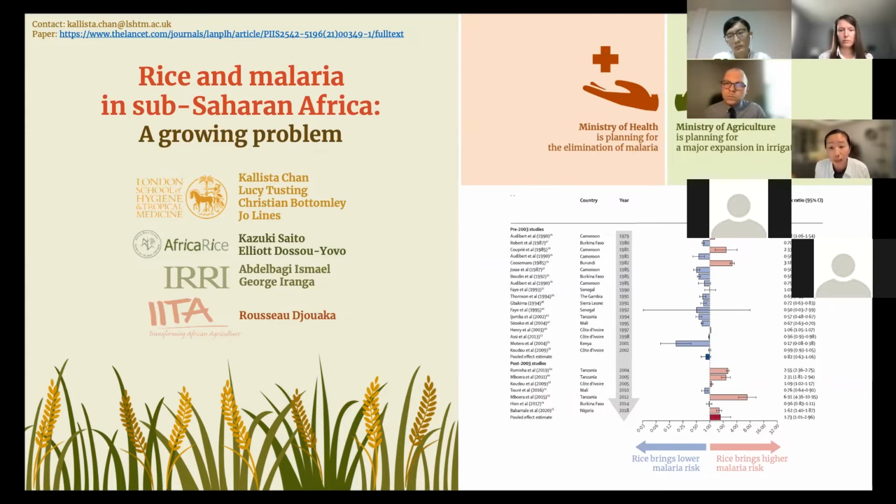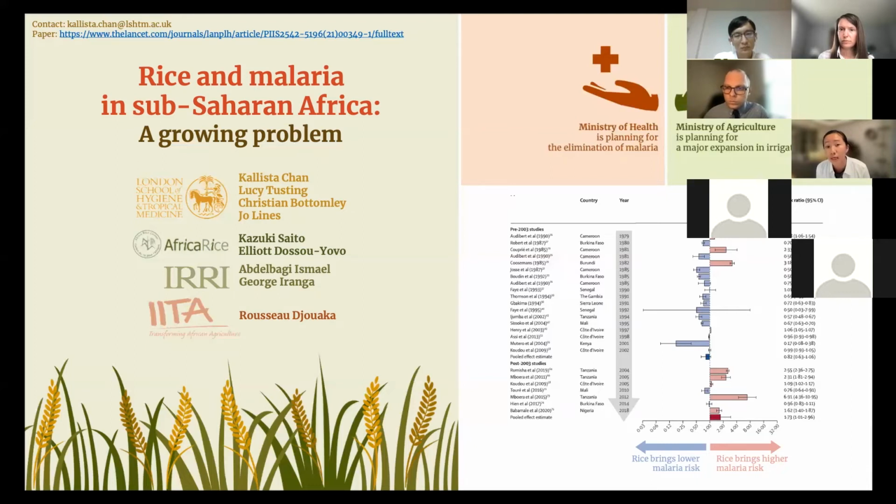But nowadays, non-rice communities also have bed nets and drugs because of the scale up of interventions. So we can no longer say that rice farming brings greater protection, and instead it could bring greater risk. Thinking about the two players behind this problem, on the one hand, you have the ministries of health planning for the elimination of malaria in sub-Saharan Africa, whereas on the other hand, you have ministries of agriculture looking to expand rice cultivation. So these developmental plans clearly interfere with one another.